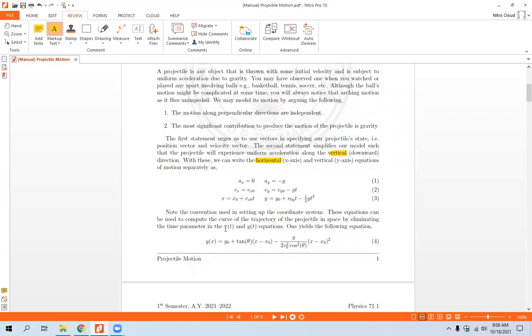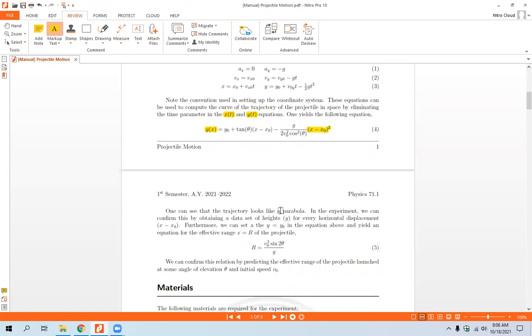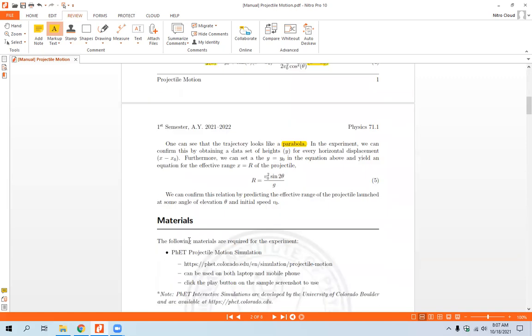You have x of time and y of time, pero pwede niyong i-combine itong dalawa to have an equation of the form y of x. So kung dito pa lang, pansin nyo, may x squared term ka, which means na, as you would expect, parabola yung magiging itsura ng y of x nyo. So in this experiment, you will use these concepts related na itong range para sagutin yung mga tanong.